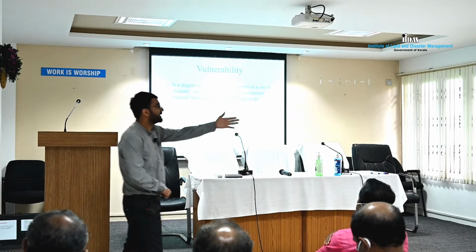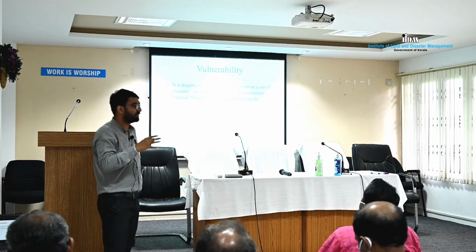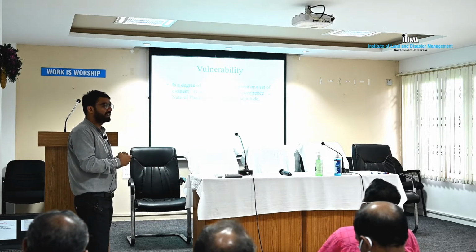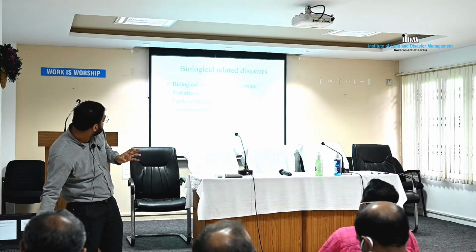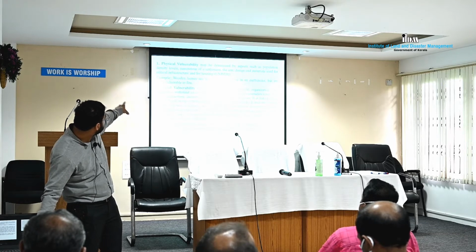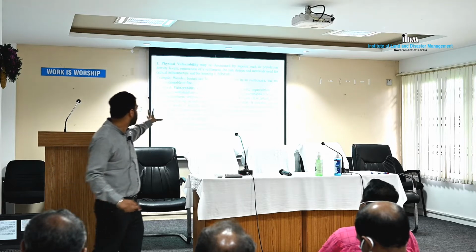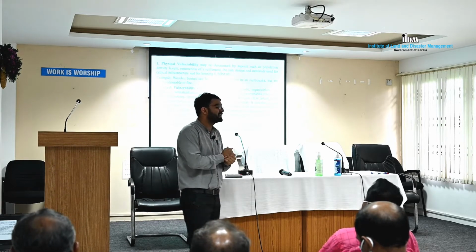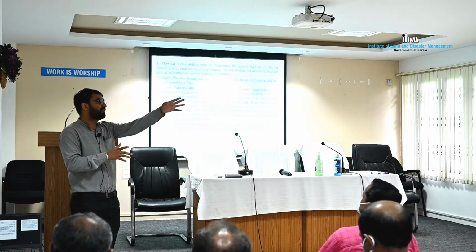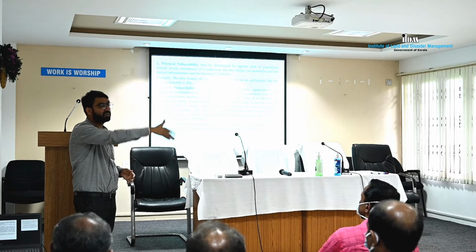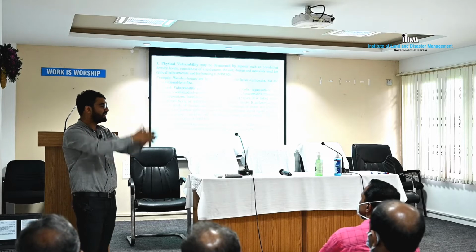So vulnerability, as Sir has already mentioned, I will explain. There are 4 types of vulnerability: physical vulnerability, social vulnerability, economic vulnerability, environment vulnerability. First we come to physical vulnerability. Physical vulnerability is that which we can see with physical eyes. If we are sitting here, I am giving an example, if this AC falls down, we can see physically that this is a problem. This comes under physical vulnerability.